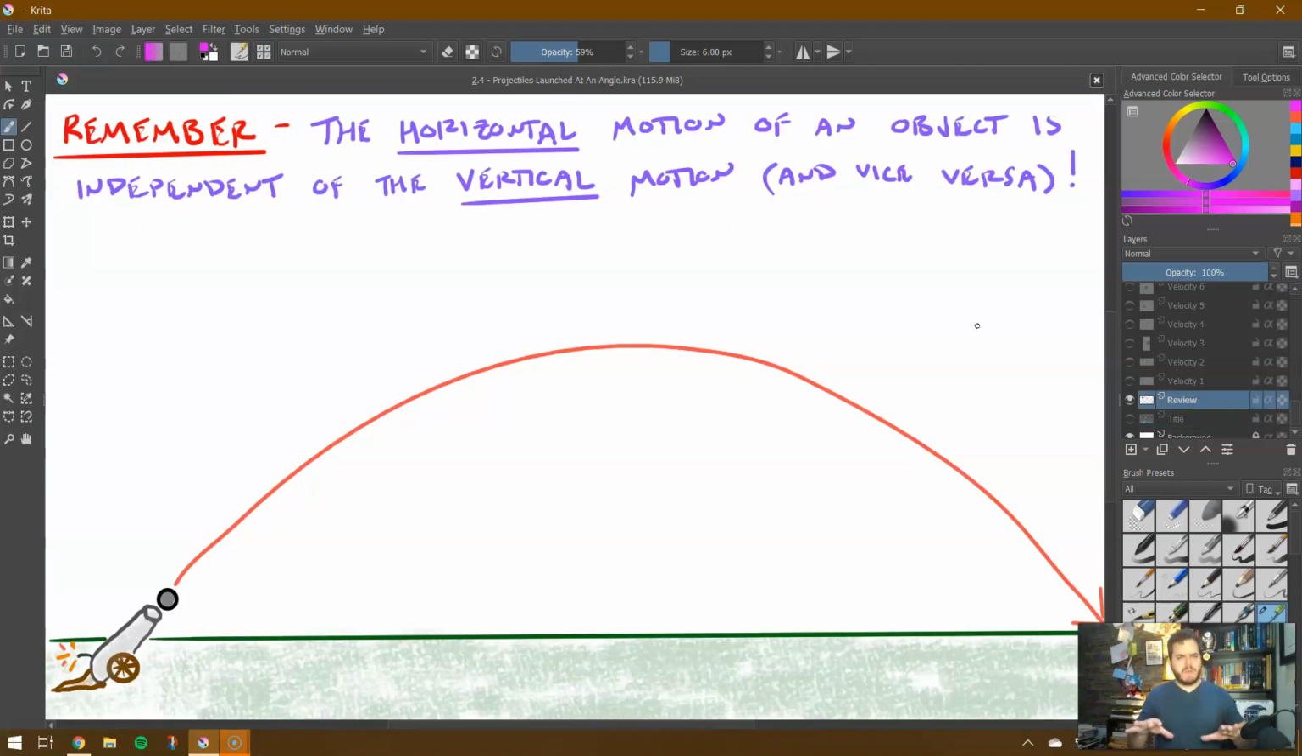So before we start going into the details, let's remember something very, very important: the horizontal motion of an object is independent of the vertical motion and vice versa. In other words, how this projectile travels, as we can see here, launched at an angle through the air in this arc, its horizontal or side-to-side motion has no effect on how it moves up and down, and how it moves up and down has no effect on how it moves side to side.